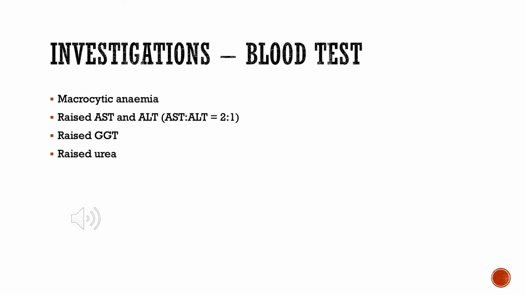If this was acute alcohol withdrawal, you'll probably see a raised AST and a raised ALT, and also a raised gamma GT. The ratio of AST to ALT will be 2 to 1 in alcoholics. You also see a raised urea secondary to dehydration.